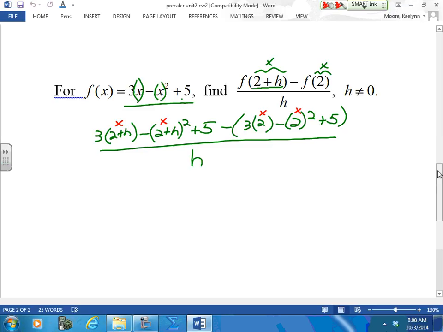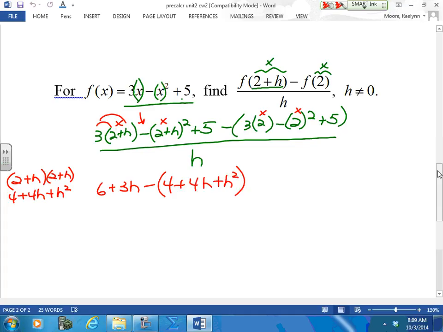Now we have to resolve your numerator. Distribute this one. Watch this minus sign. You have to FOIL this guy. And you have to subtract the entire trinomial, not just the first term. So 4 plus 2h plus 2h is 4h plus h squared. Put this inside that parentheses. This is one of the most common mistakes right here. Plus 5.